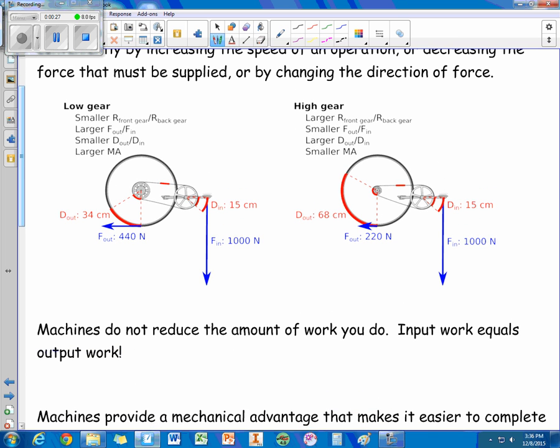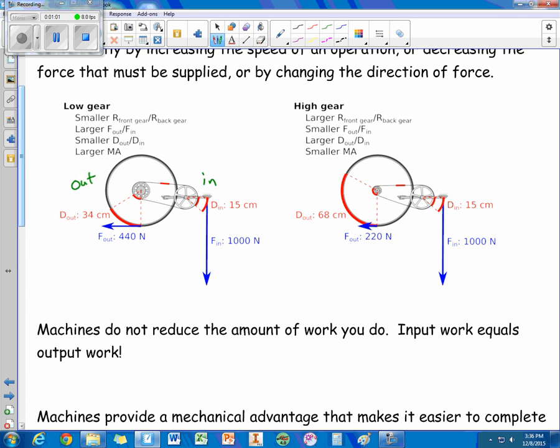In a bicycle, we have an input and an output. And one way we have of calculating the mechanical advantage is by taking a look at the input distance divided by the output distance. Looking at this, we would see that our input distance is 15 centimeters and our output distance would be 34 centimeters.